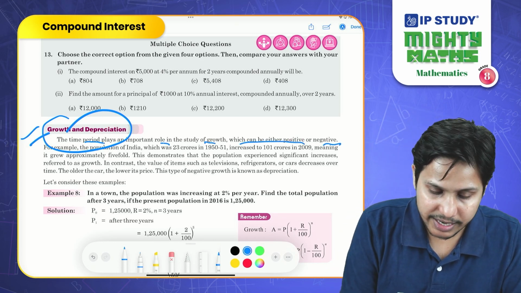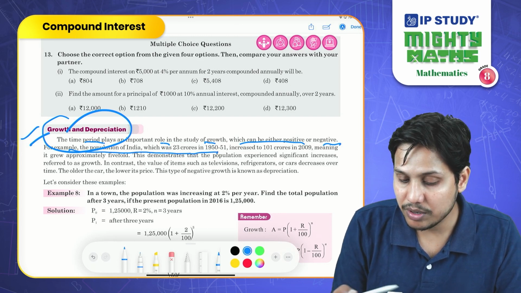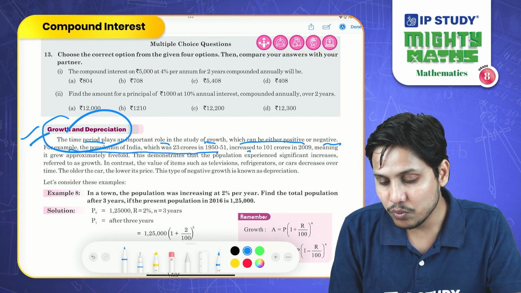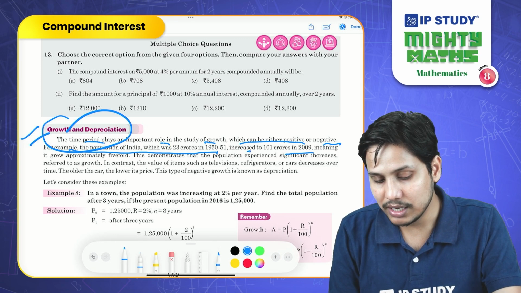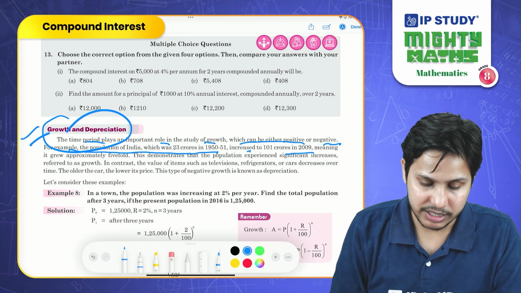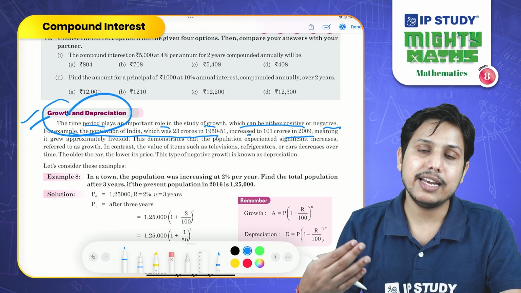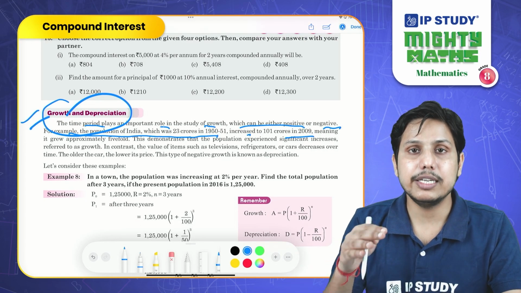Yes, so the time period plays an important role in the study of growth, which can be either positive or negative. For example, the population of India was 23 crores in 1951, increased to 101 crore in 2009. So it means there is an increase or growth of population. Yes, and in contrast, the cost of machines like televisions or bikes or cars decreases with time.